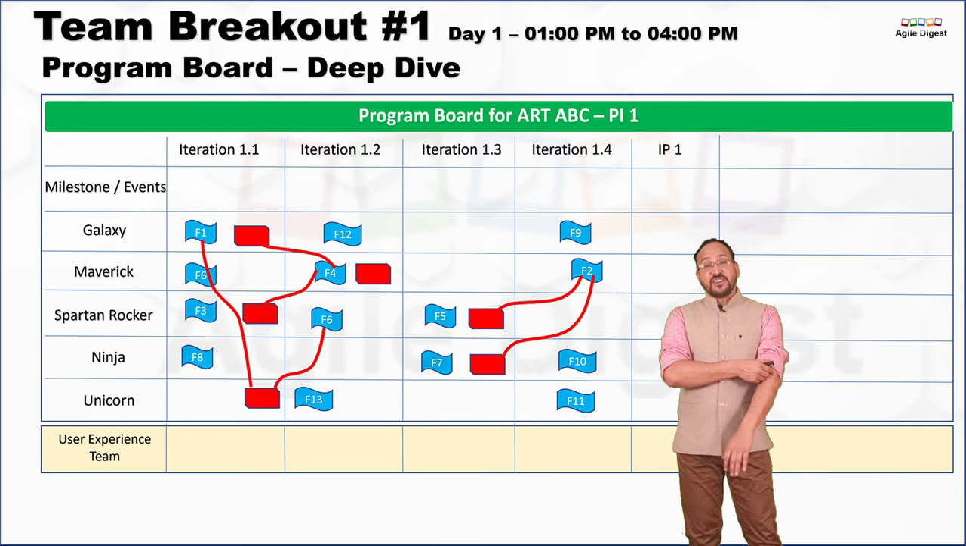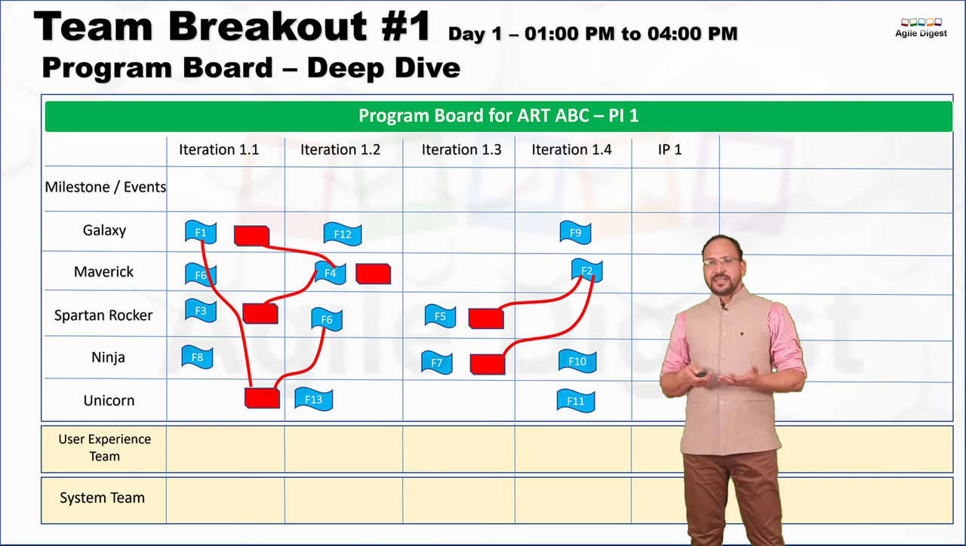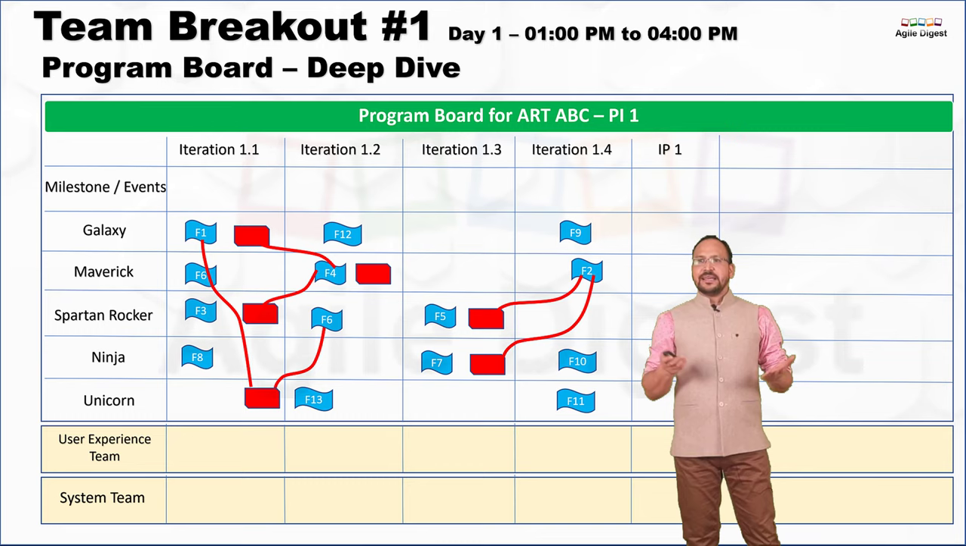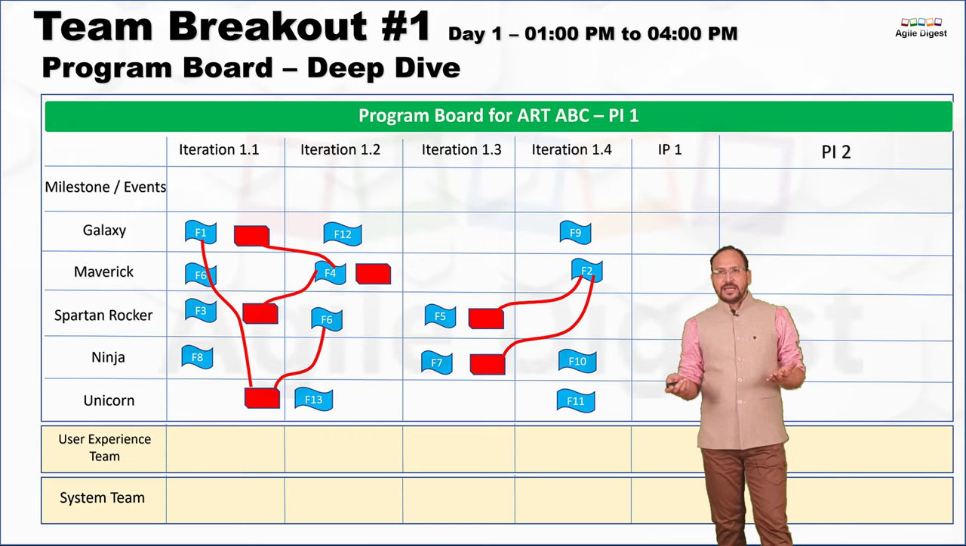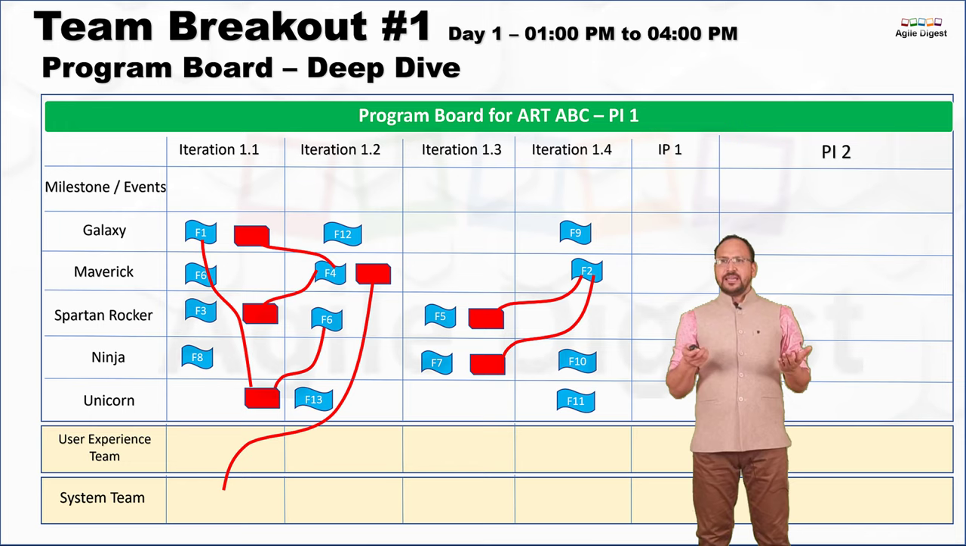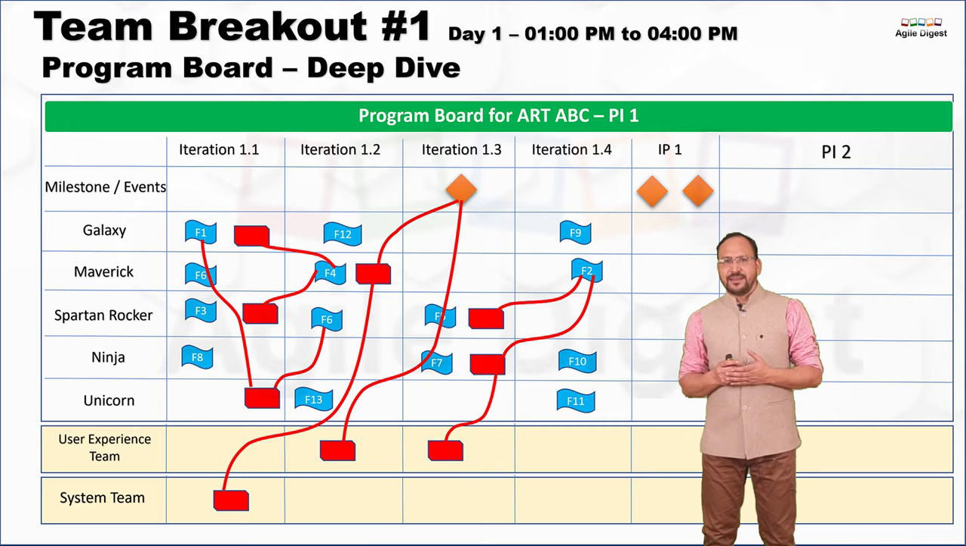There are also some cross-functional teams you are working with, for example, the user experience team or system team, and they might have some kind of dependencies with you. We have the four iterations and the IP iteration, and at the last we have our PI 2. Now, once we have these dependencies, we may also have a few milestone events. Those milestones will also have some dependencies within our team or outside our team.